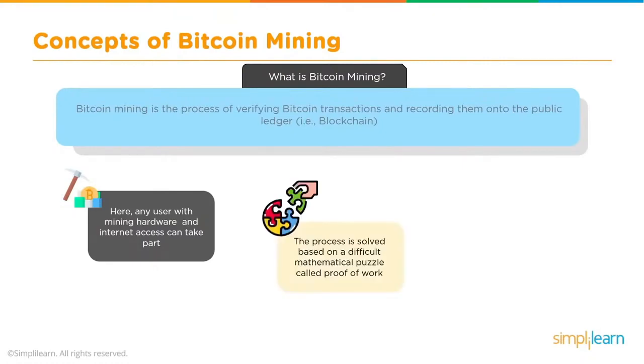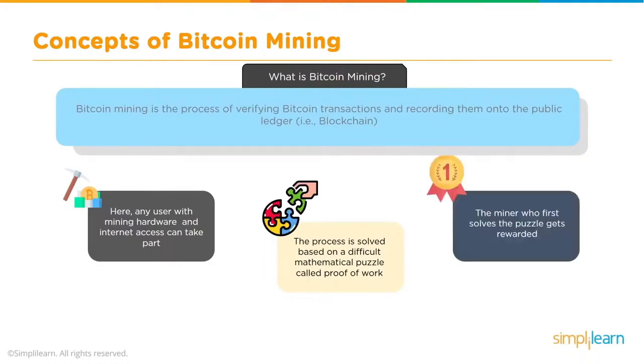The process is based on a difficult mathematical puzzle called proof of work. Every miner's job is to solve the mathematical puzzle called proof of work in order to validate the transaction and earn the reward. All the miners are competing amongst themselves to mine a particular transaction, and the miner who first solves the puzzle gets the reward. Users trying to solve the puzzle, as I said, are called miners. They are the participants in the network who have the necessary hardware and computing power to validate the transactions.